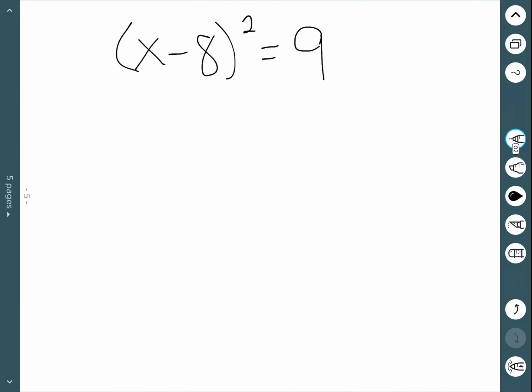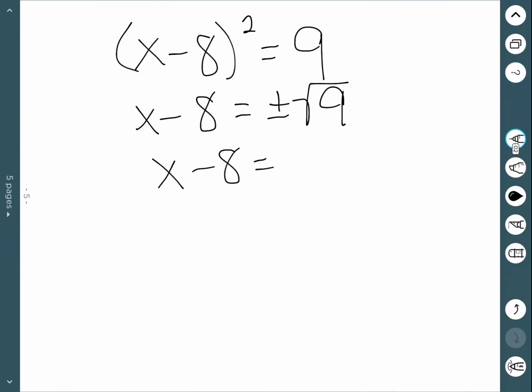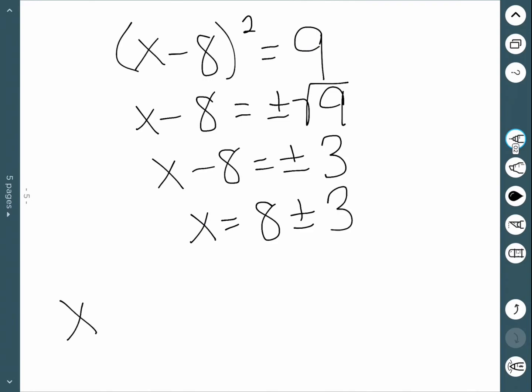Here, x minus 8 squared equal to 9. While this doesn't look exactly like our last example, it is still essentially the same thing. I have something squared on the left and a number on the right, so we can take the square root. I would now have x minus 8 on the left and positive or negative square root of 9 on the right, which we know is plus or minus 3. We now want to move the 8 to the other side, so I can add 8 to both sides, and now I have x equal to 8 plus or minus 3. Well, 8 plus 3 is 11, and 8 minus 3 is 5. So I have my two answers, 11 and 5.